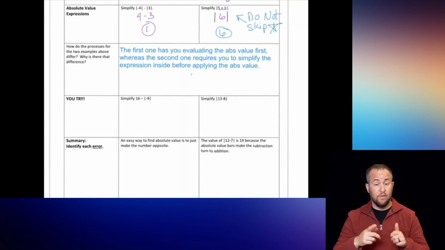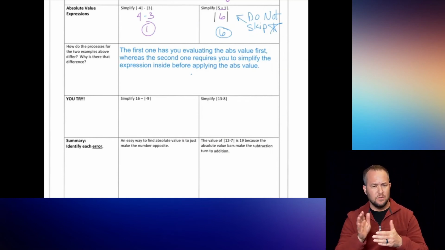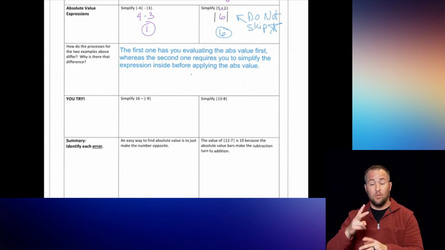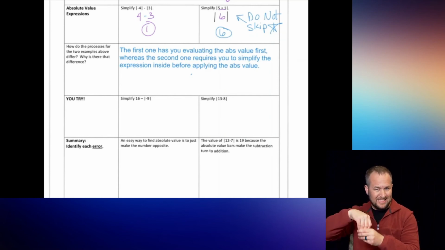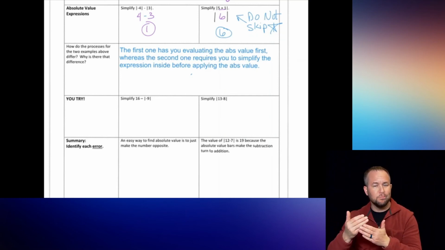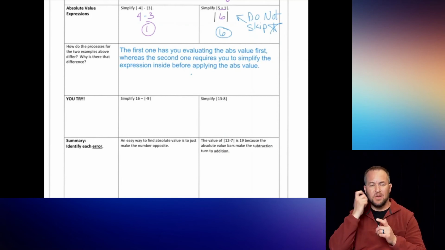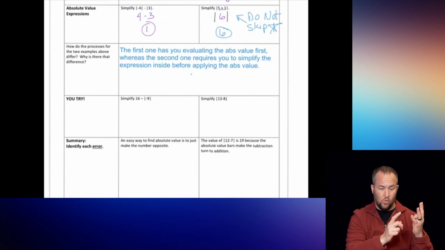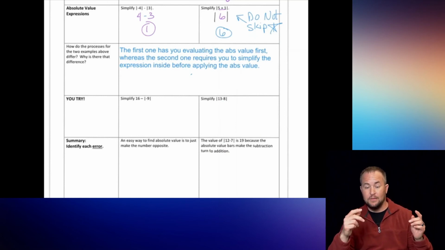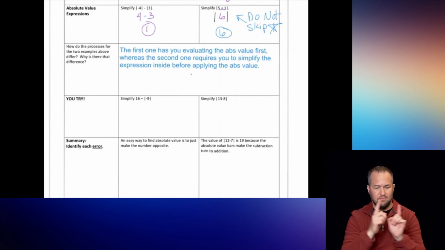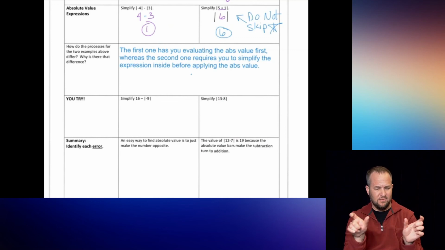In the first example, you had to evaluate the absolute values first. That was the thing you had to do. You couldn't do the subtraction in between until you evaluated the absolute values. But in the second one, we actually had to do the numerical expression first, the 5 plus 1, before we could evaluate the absolute values. And that difference is just there because of the way that it's written, in the order that it's written. So you have to really pay attention and apply that order of operations idea so that you can evaluate them correctly.